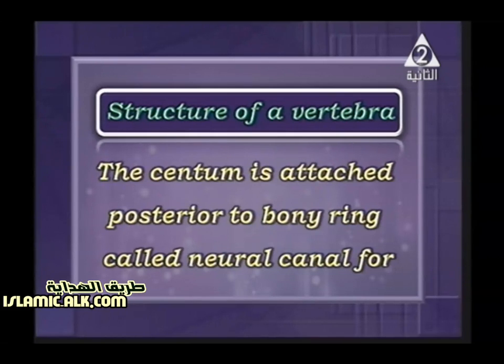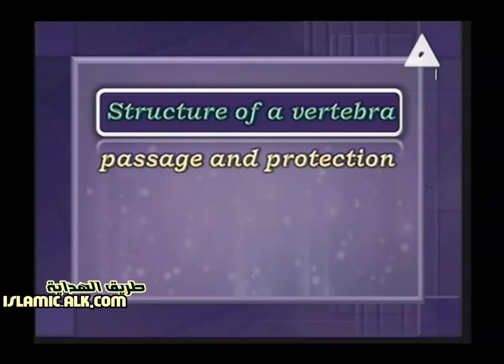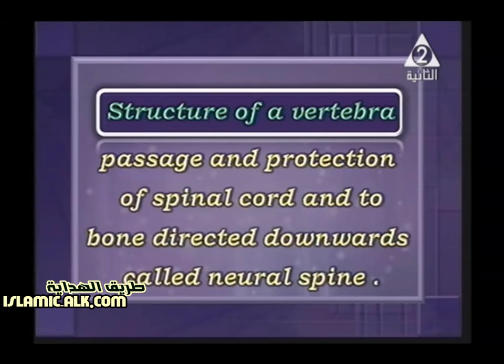This bone is called the neural canal. For what? For passage of what? The spinal cord, to protect it. Yes, for passage and protection of the spinal cord. And finally, it's attached by a bone directed downward called the neural spine.